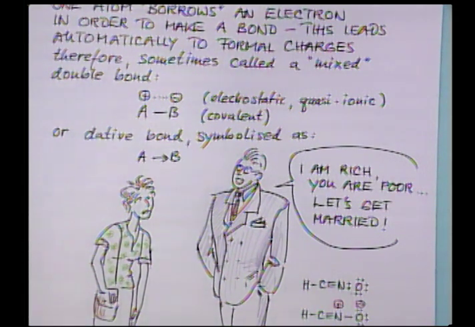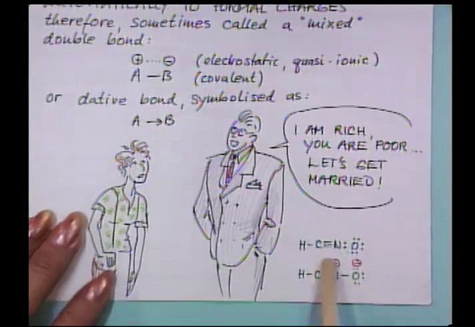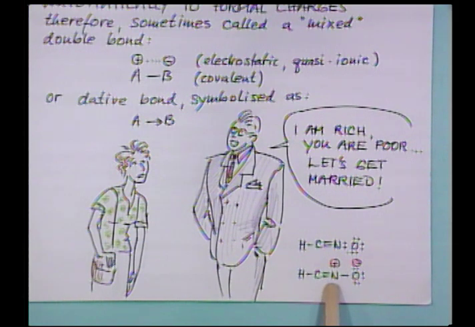And here we have sort of a human situation of coordinative bonding. The man says, I'm rich and you are poor. Let's make a bond. Let's get married. And here we have another example of a molecule that was hydrocyanic acid, which has a lone pair, as we learned before, and an oxygen just settled on it.